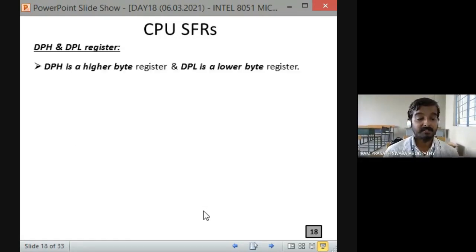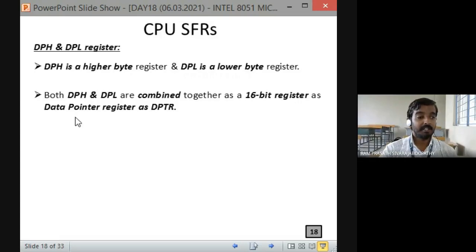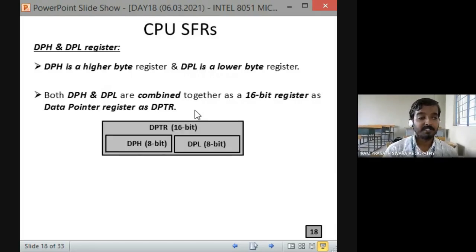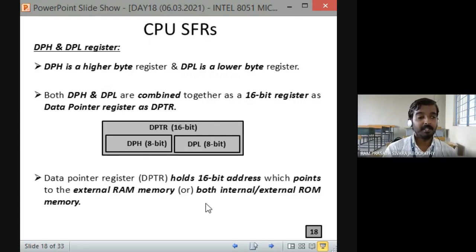DPH and DPL. Fine. So DPH is a higher byte register and DPL is a lower byte register of DPTR. Both DPH and DPL are combined together as a 16-bit register, the data pointer register. Yes, DPTR. In programming, what do we use? We say DPTR. Physically, it is two 8-bit registers, DPH and DPL. The address of DPH we have already seen, the address of DPL we have already seen. Fine. So this holds a 16-bit address.